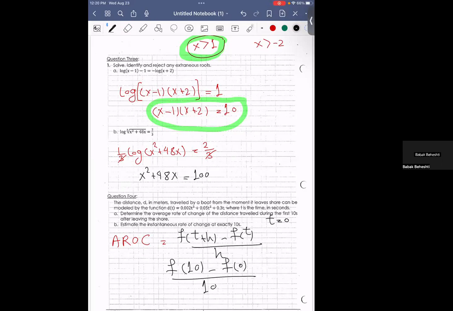So t is at t equal to 0. But for the instantaneous rate of change, you have to compute this limit: the limit of f of t plus h minus f of t over h when h goes to 0. So this is the instantaneous rate of change.